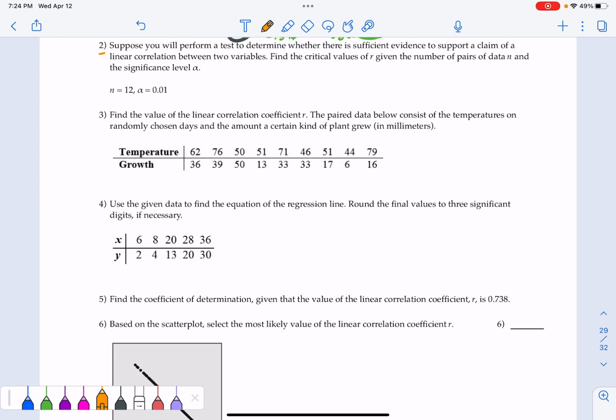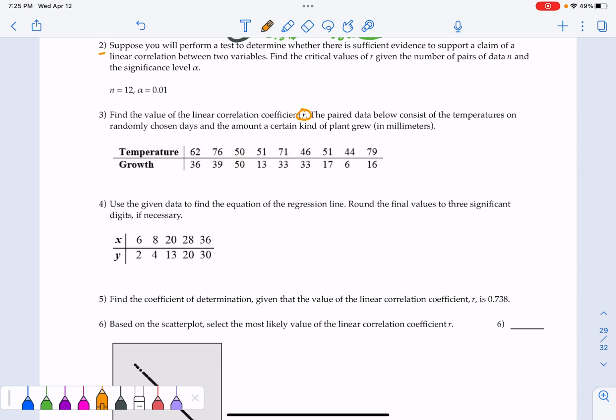Number 3, find the value of the linear correlation coefficient R, okay? The paired data below consist of the temperatures on randomly chosen days and the amount a certain kind of plant grew. So I mean, they're probably going to be correlated. They're recording growth every day. So what I'm guessing is happening is that these higher values of temperature are probably going to represent higher values of growth. Not in all cases, because this one's lower temperature and that had really high growth. So it's not going to fit a linear pattern completely, but it might be correlated.